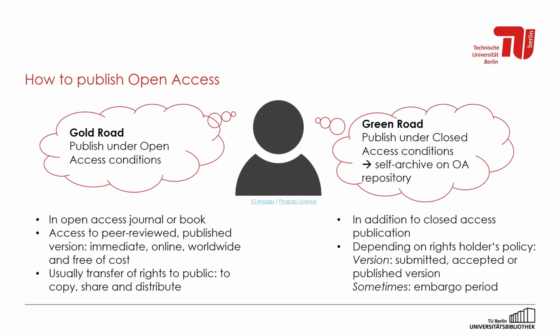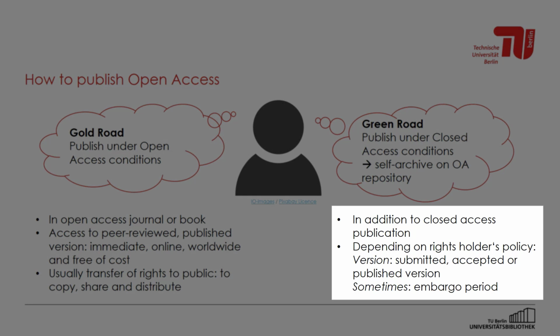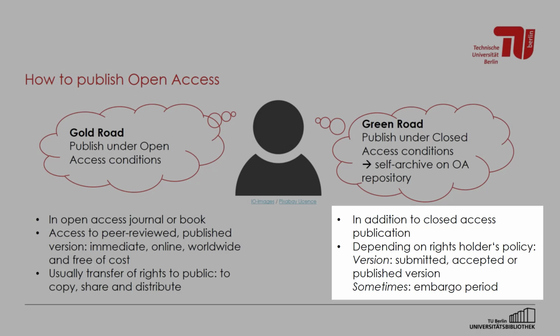With the Green Road, you have to put a little more effort into open access. When your article is hidden behind a paywall, you can usually upload a version of your article in a so-called repository. But watch out, some publishers have restrictions on self-archiving. You might only be able to use the submitted or accepted manuscript. Plus, sometimes you have to respect an embargo period. That means you have to wait, usually for 12 months.